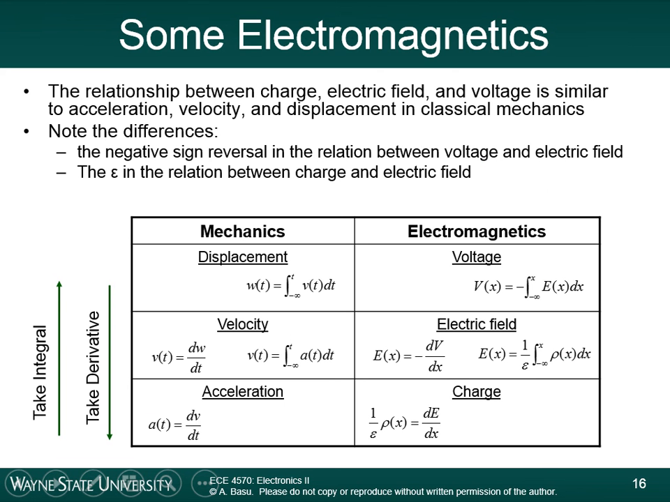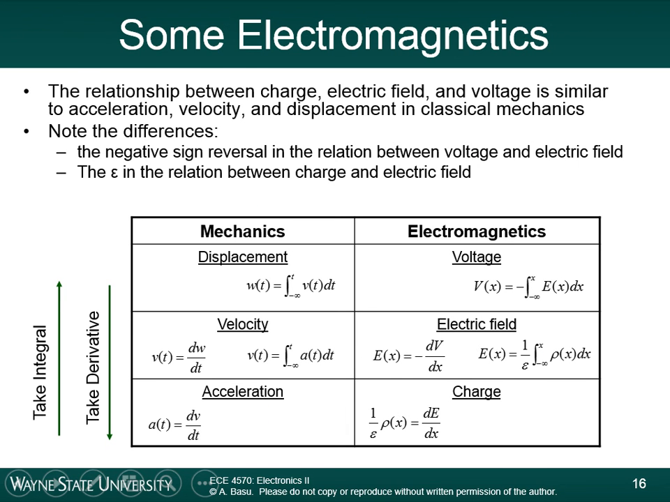So from charge density, if we want to find electric field, we can take 1 over epsilon times the integral, again from negative infinity to x, of the charge density. So one integration gives you the electric field. Another integration of E of x now gives you the voltage. And you have this negative sign that you have to make sure that you include there.